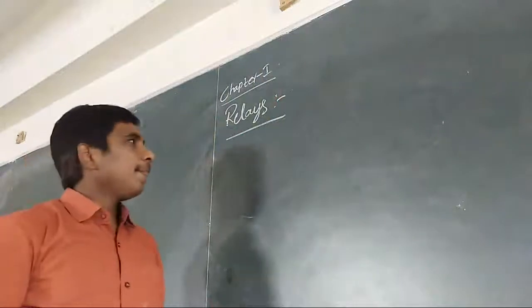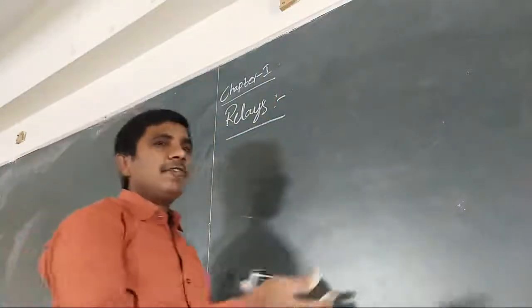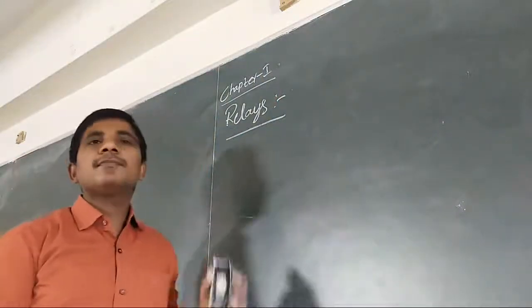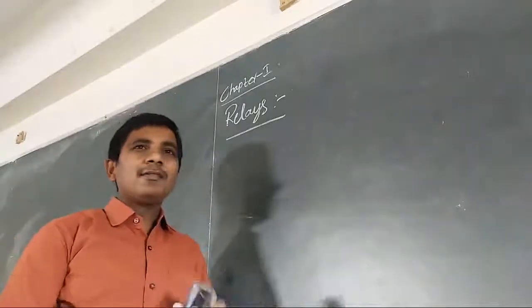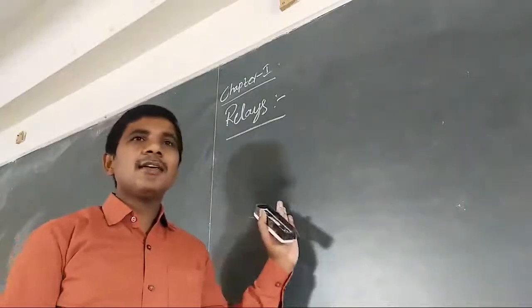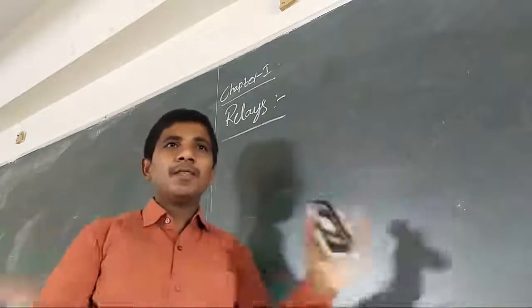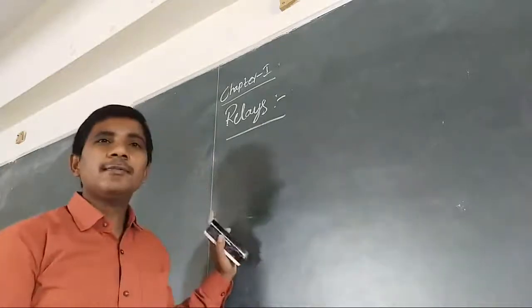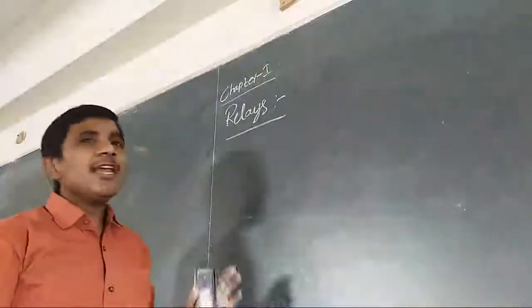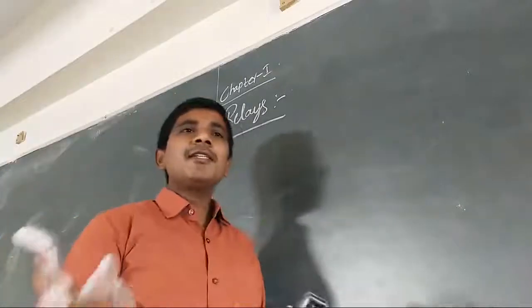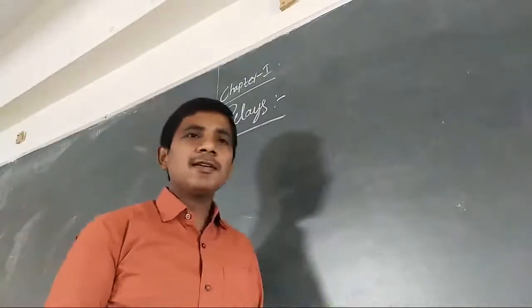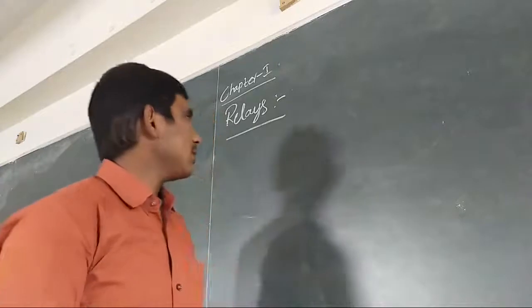What is a relay? There are different types of relay. A relay is the apparatus which detects the fault and gives the signal to the circuit breaker to open. That is the purpose of a relay. A relay may be an electromechanical device, it may be a static device, and it may also be a microprocessor based relay. Three types of relays we are going to discuss.